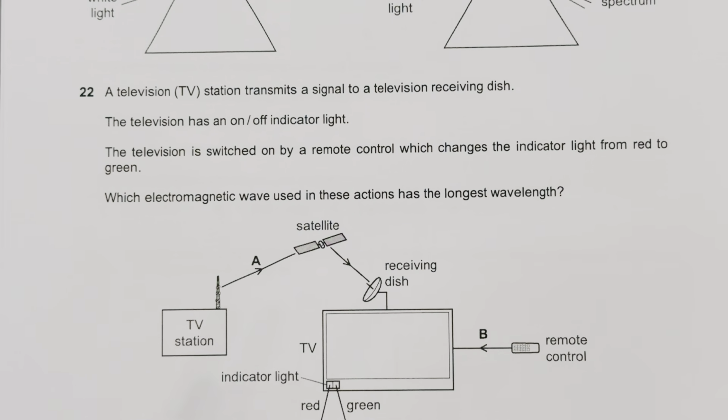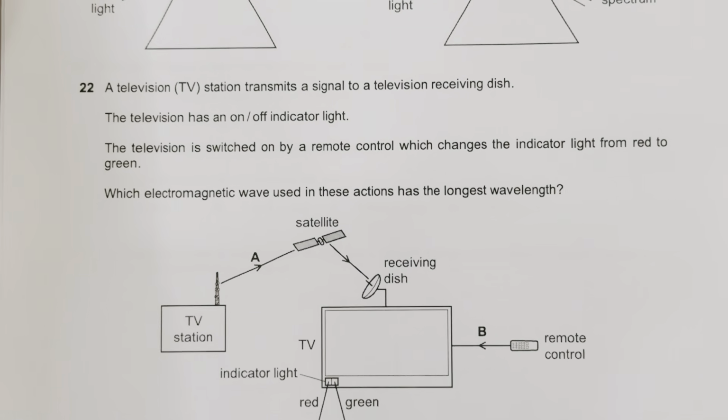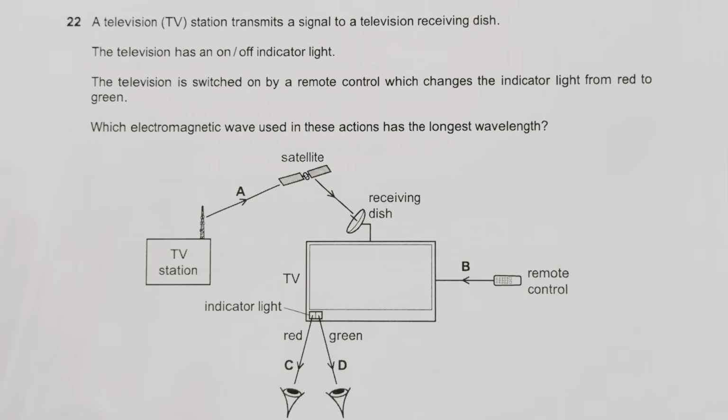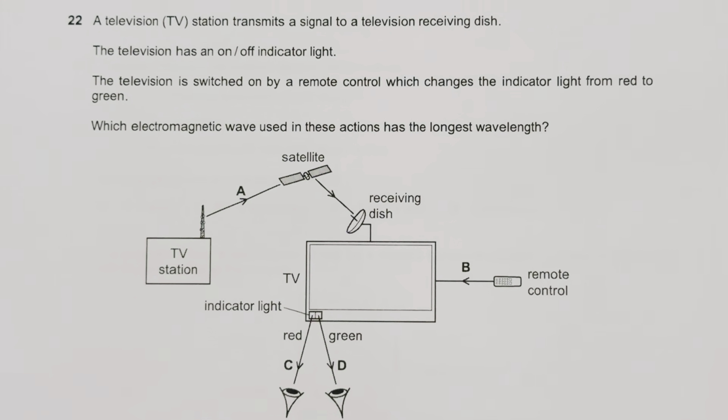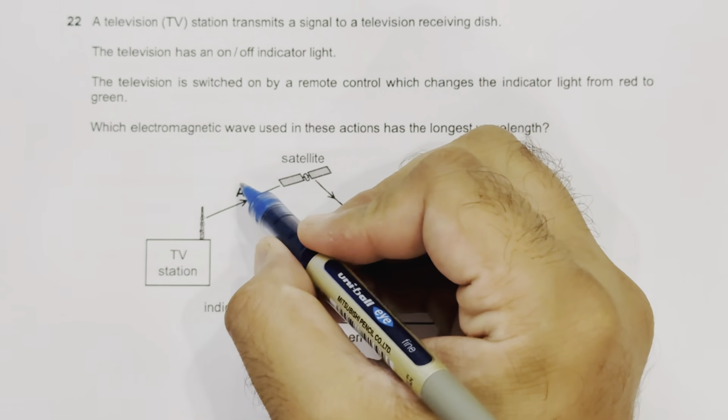Okay, now you can see the complete question. A television station transmits a signal to a television receiving dish. The television has an on and off indicator light. The television is switched on by a remote control which changes the indicator light from red to green. Which electromagnetic wave used in this action has the longest wavelength? A, B, C, and D. Option number A is the correct answer for this question.